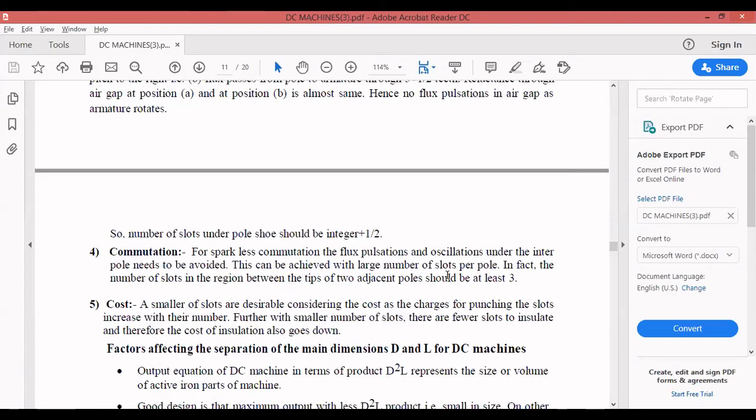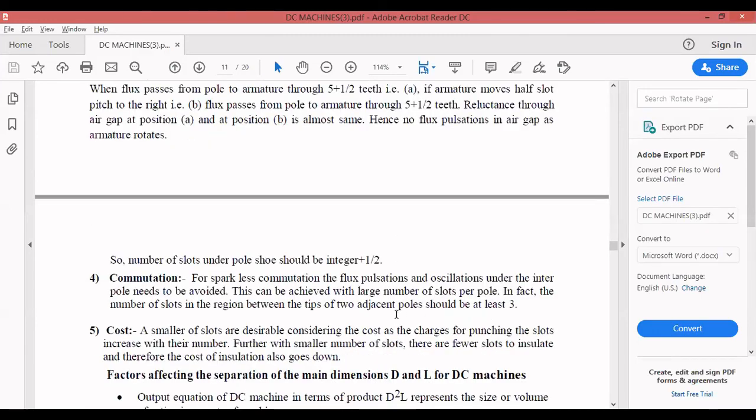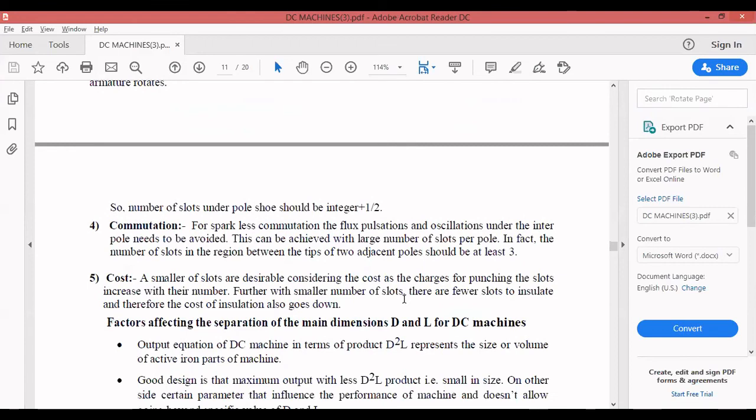This can be achieved with a large number of slots per pole. In fact, the number of slots in the region between adjacent poles should be at least 3. Between the adjacent tips of the poles we have the interpole region. In this region, how many slots do you have to maintain? At least 3 slots. If you maintain 3 slots between the tips of two adjacent poles, then sparkless commutation is possible, and even the flux pulsation will be less. It will be avoided.